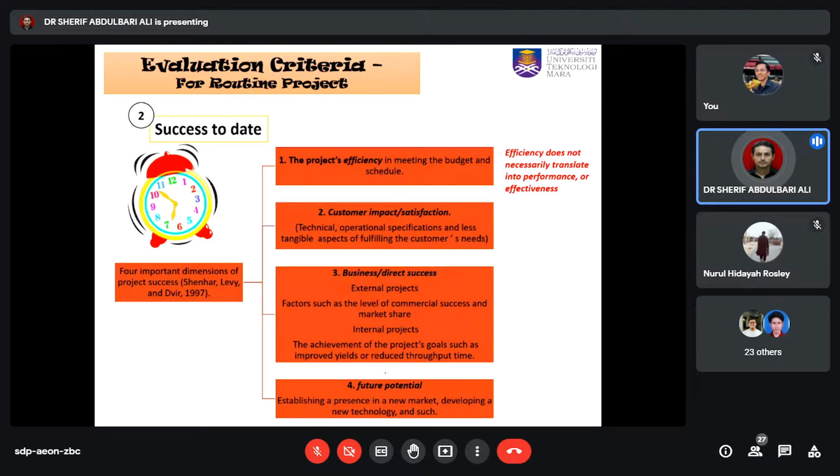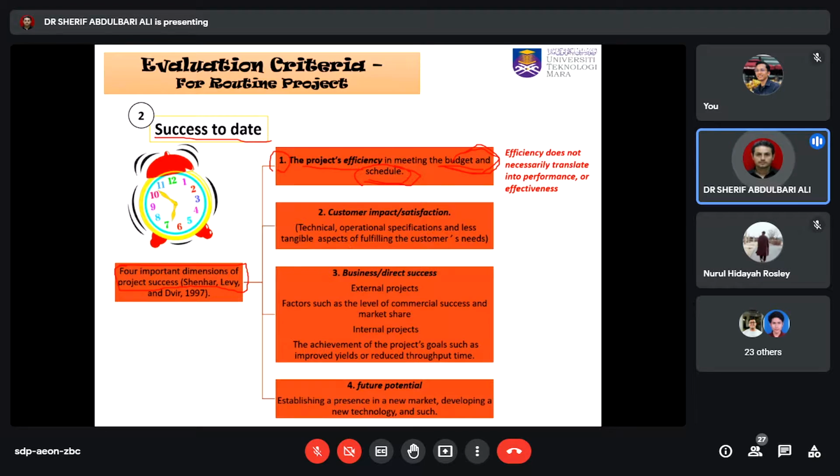Okay, the second criteria is the success to date. These are the four important dimensions of any project success. The first one is the project efficiency in meeting the budget and also the schedule. You can see from here, this is what we call project efficiency, because you are meeting the budget plan and also the schedule plan. So you are successful to date.